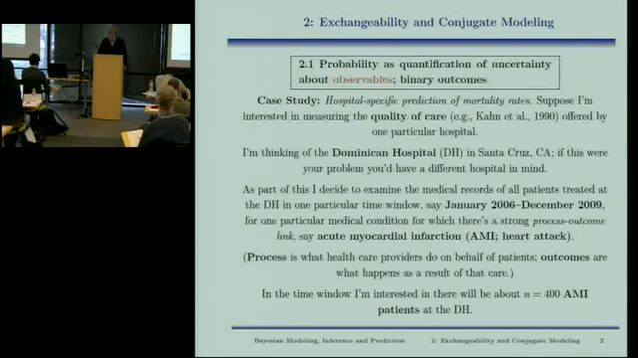So here we're going to look at outcomes only because it's too complicated to start talking about the process outcome link. Later on, we may have time to talk about that.